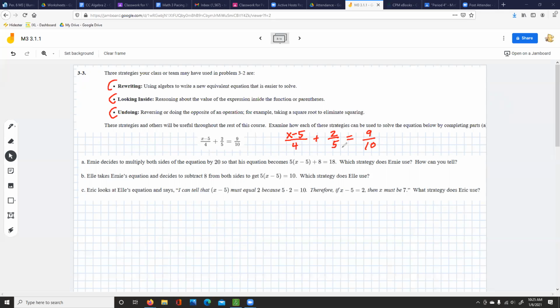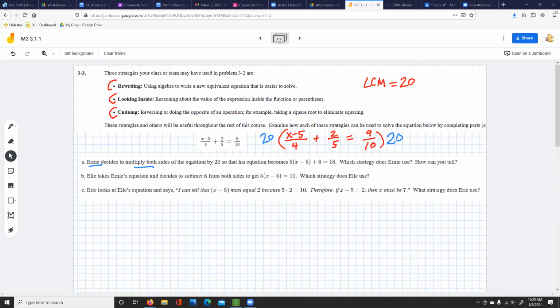I can get rid of this 4, this 5, and this 10. What would I multiply by, you guys, to get rid of the 4, the 5, and the 10? Or what's the lowest common multiple of 4, 5, and 10? 20, right? Good. So we'd multiply by 20. So I'm going to multiply the whole problem by 20. And it says that's what Ernie decides to do.